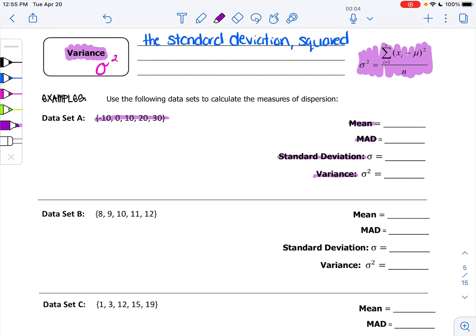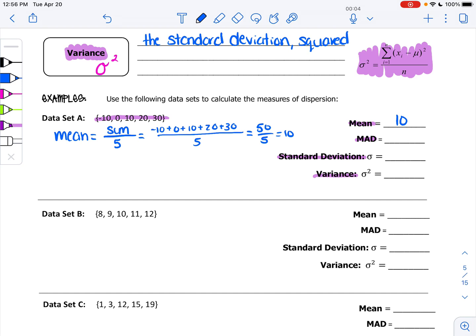So first, let's calculate the mean. Remember, to calculate the mean, we add together all of our values and divide by the total number of values we have. And we have 5. So that would be -10 plus 0 plus 10 plus 20 plus 30, all divided by 5. Well, our sum equals 50. So 50 divided by 5 gives us a mean of 10.